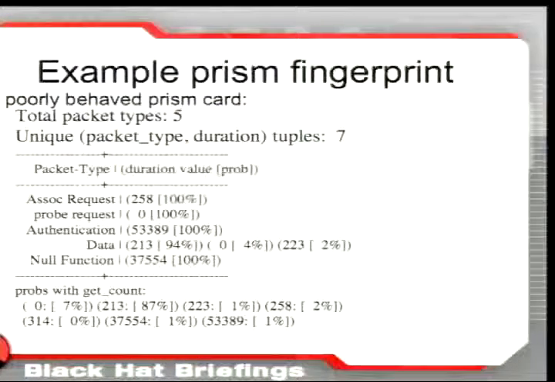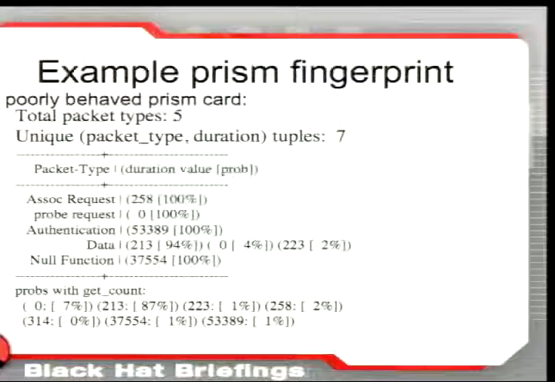So here's an example of a Prism fingerprint. It's poorly behaved. The biggest difference here is that the authentication packet you see there has a value of 53389 100% of the time. Now, it's a lot of microseconds for something that doesn't get acknowledged, or maybe it does. But anyway, that's a very long time. In fact, it's so long that it's illegal. Any number larger than 32767, the standard says to just ignore.